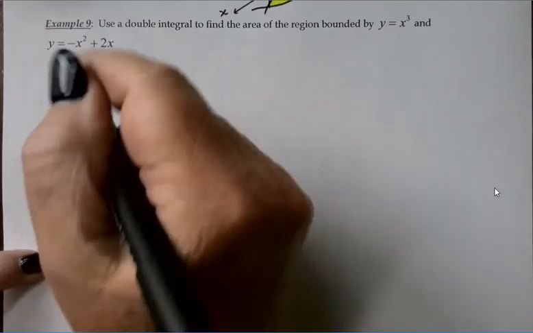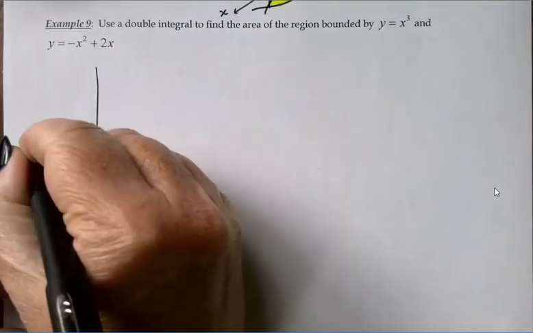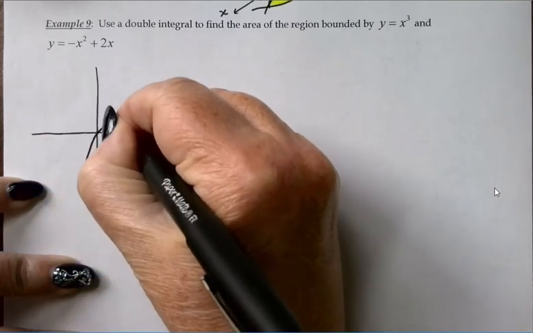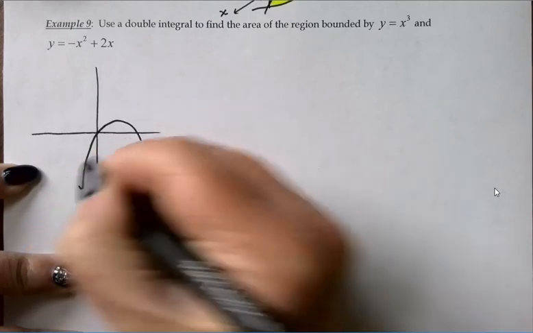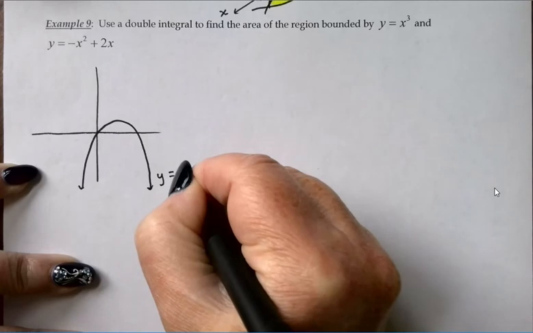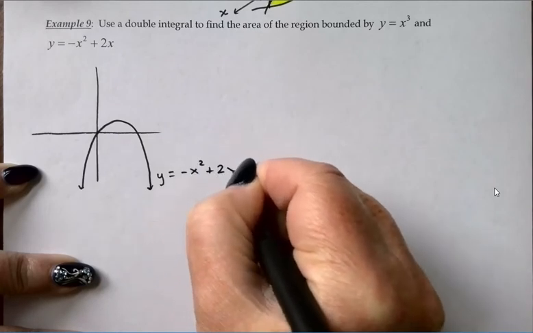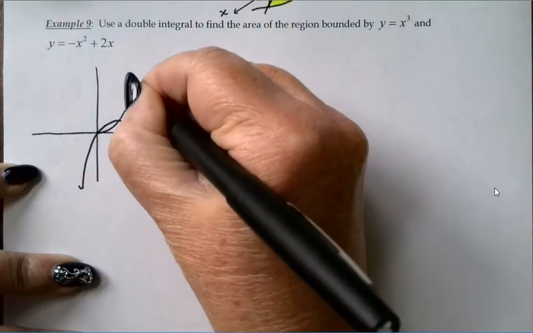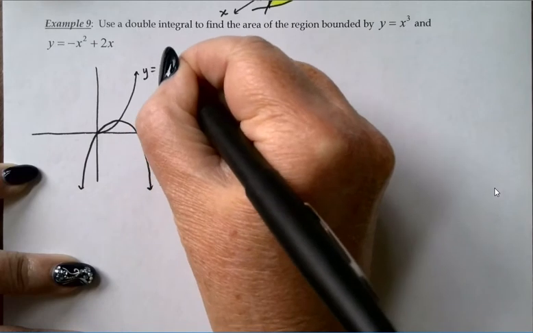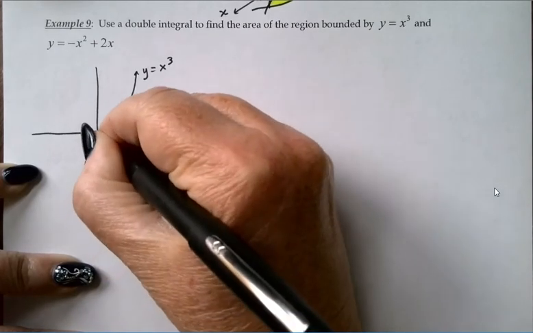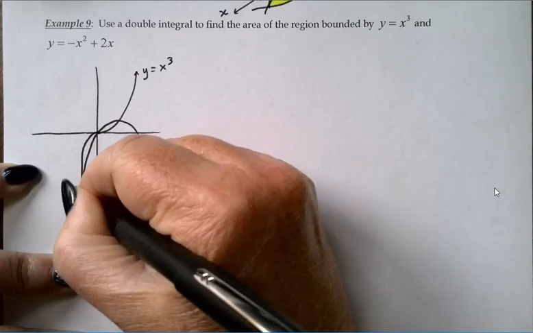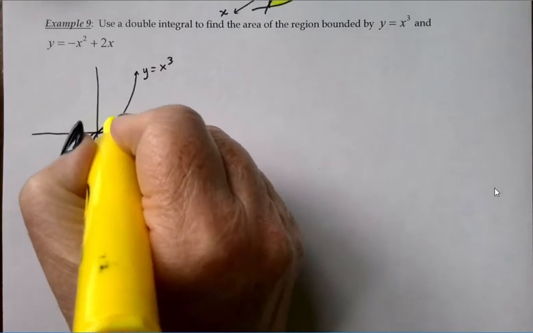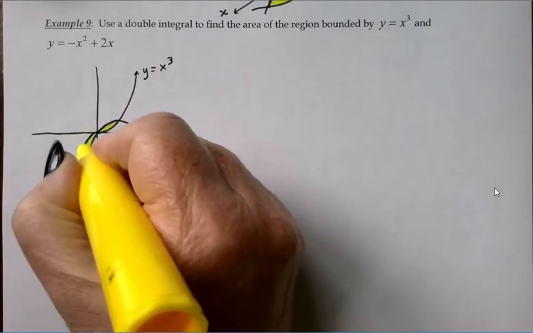So here we go. We had our upside down parabola, y is equal to negative x squared plus 2x. And then we had our cubic function, y equals x cubed. Kind of like that. And there was an area here and another area there.